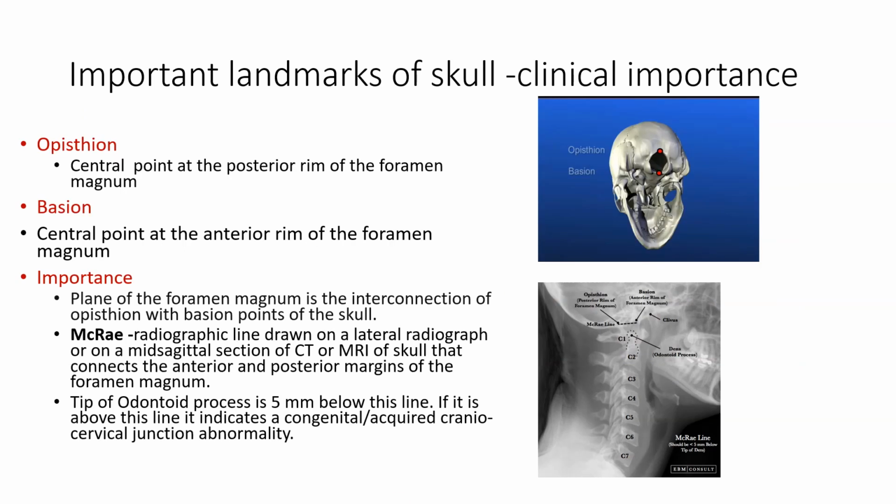Now coming to the landmarks in relation to the foramen magnum. This is the foramen magnum, and there is opisthion and basion in relation with it. So the opisthion is the central point at the posterior rim of foramen magnum, whereas the basion is the central point at the anterior rim of foramen magnum. What is the importance of this opisthion and basion? The plane of foramen magnum is the interconnection between these 2 points.